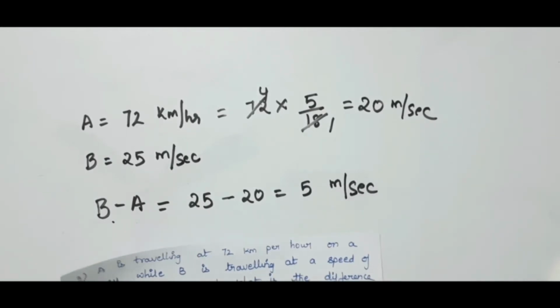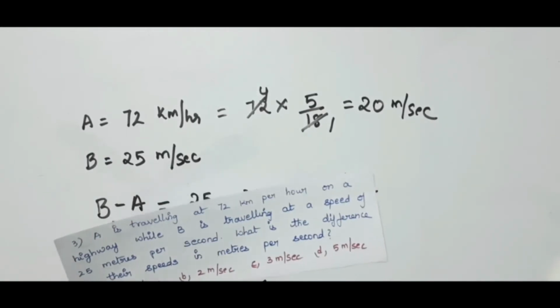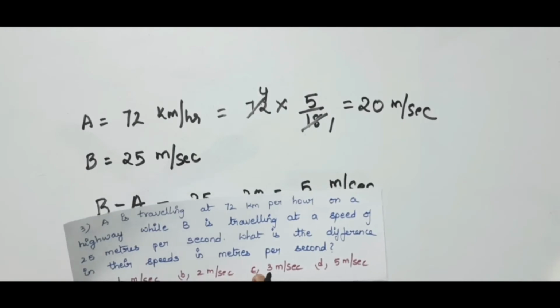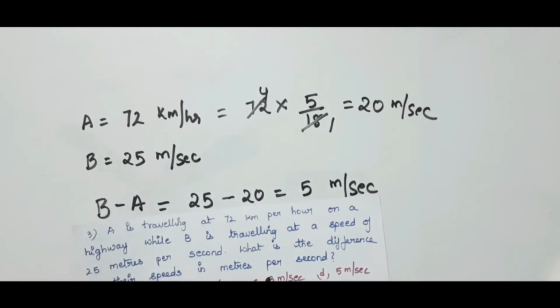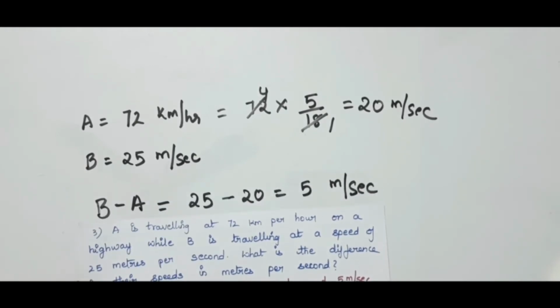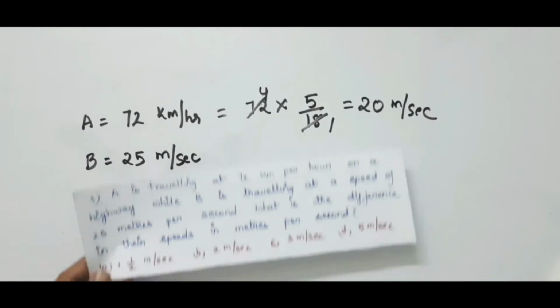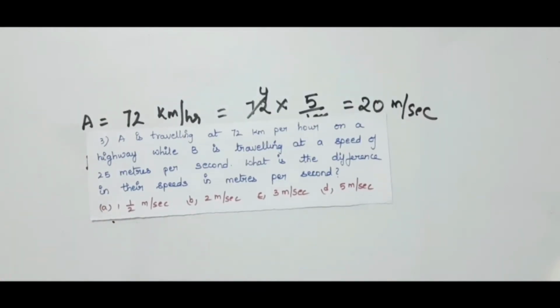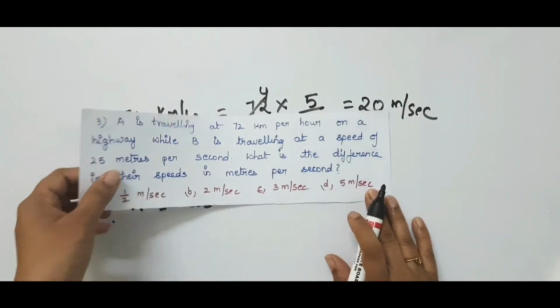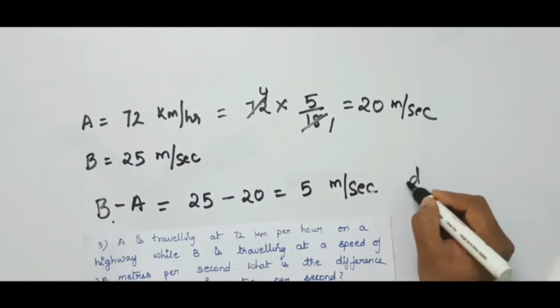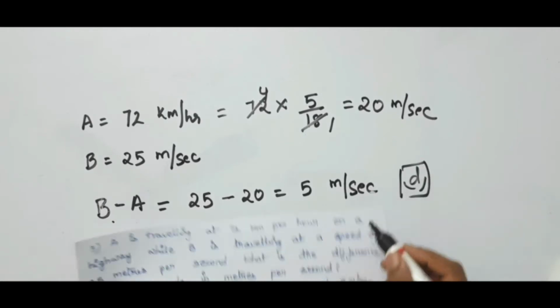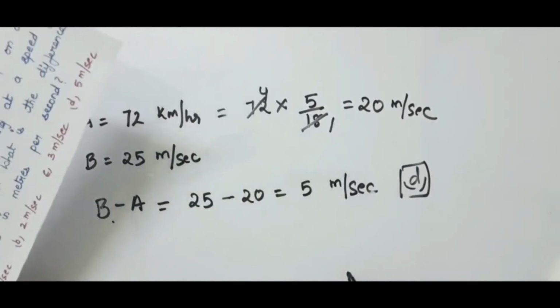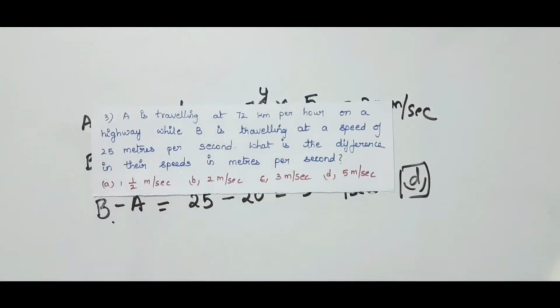Understood? When this type of problem is given, first observe in which units the speeds are given. Once you convert the units into required units and find the difference, you will get the required answer. In this way, you have to solve this type of problems. In this problem, the option D is the right answer. We got 5 meter per second. It is option D. Okay. Now let us go to next problem.